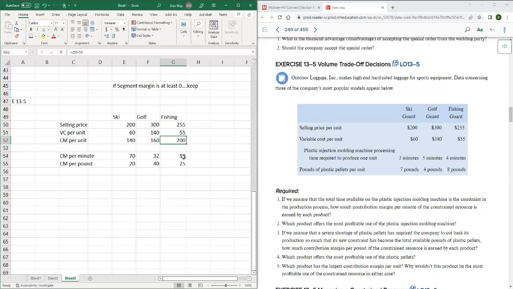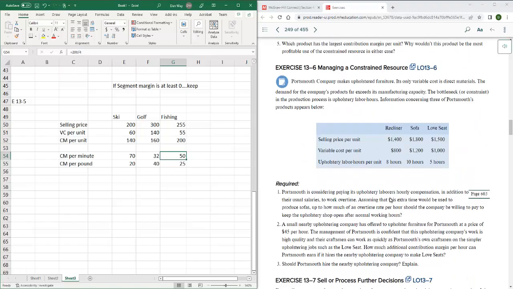But that thing was resource intensive, or at least relative to one of the other products. It took more time on the injection molding machine than the ski guard. So it was a less profitable use of that if that was the constrained resource. And it used more plastic than anything. So it was not the best use of plastic if plastic was the constrained resource. Okay, so always important for us to consider our constraints in our production processes. It's sort of the punchline here.